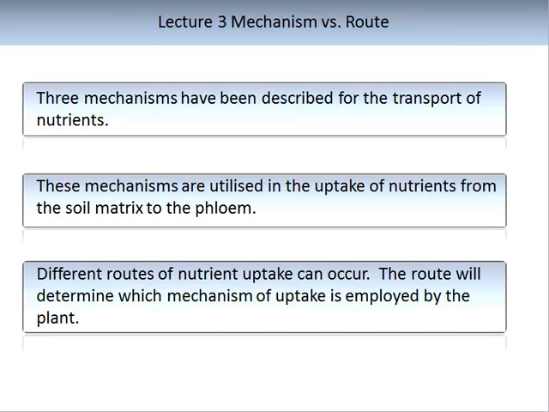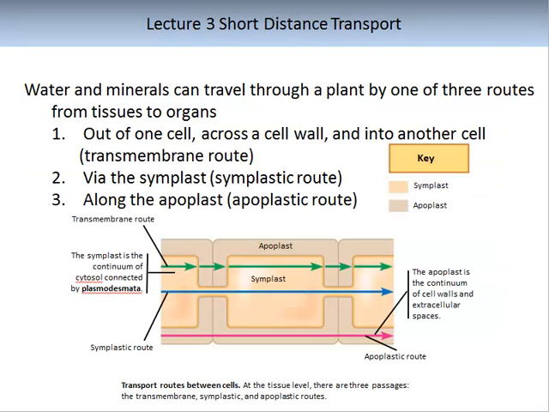Three mechanisms have been described for transport of nutrients. These mechanisms are utilised in the uptake of nutrients from the soil matrix to the phloem. Different routes of nutrient uptake can occur. The route will determine which mechanism of uptake is employed by the plant. So let's take our discussion of routes of transport to more detail.